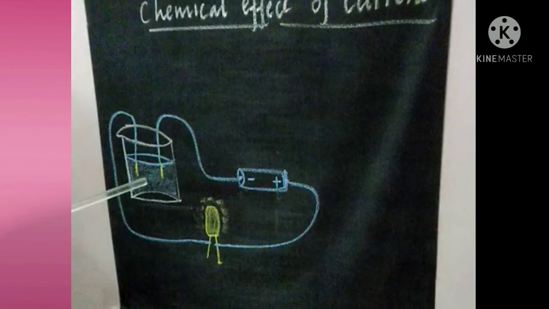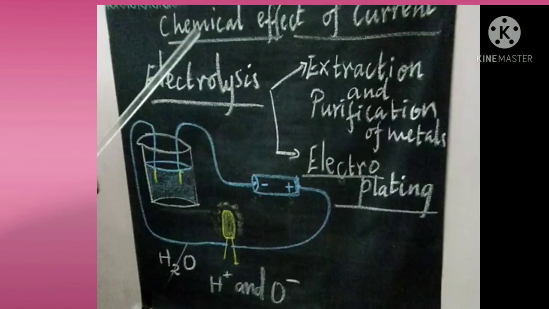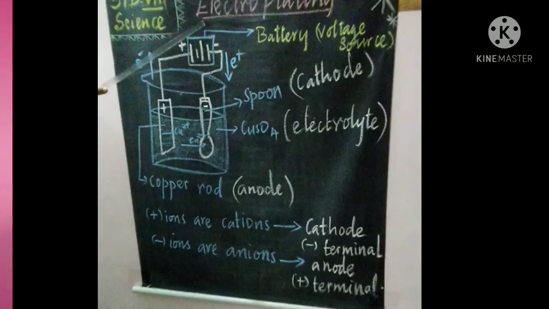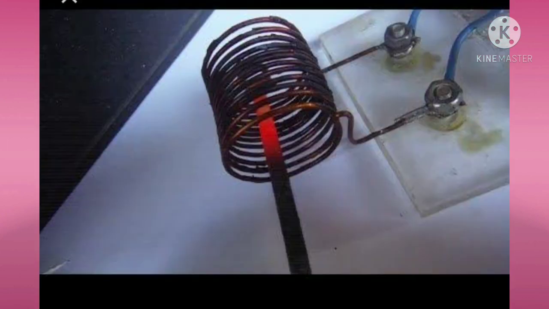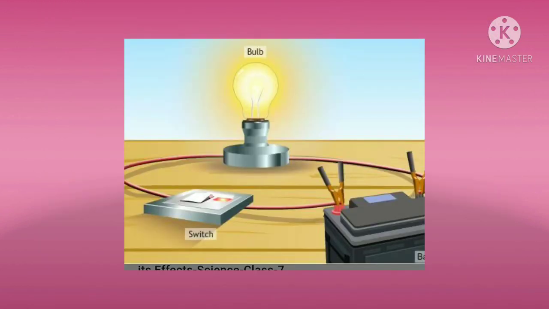So we conclude the chemical effect of electric current used in various applications. One of them is electroplating. So many fields can use this electroplating, as well as the heating effect of electrical energy, which is also used in our appliances. With that, we come to the end of this lesson, electricity.